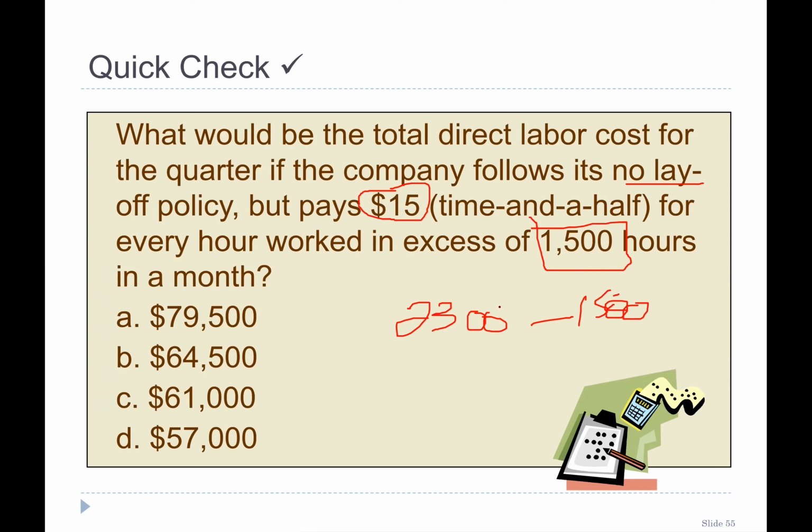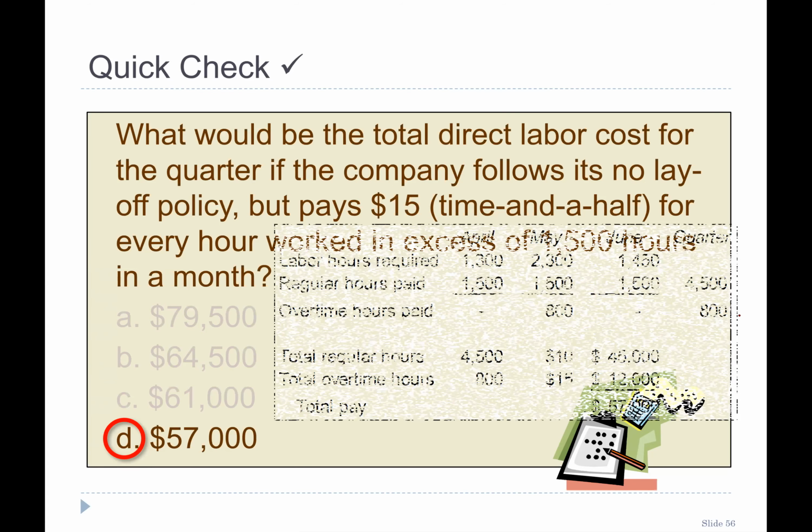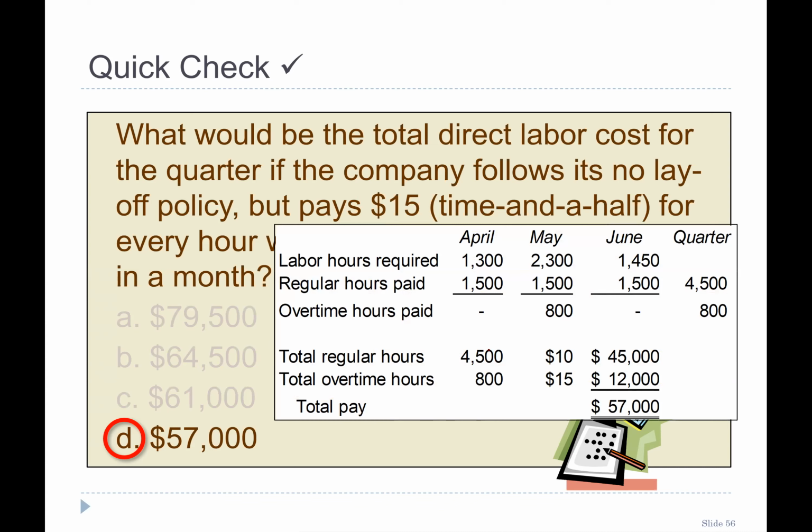This is 800. 800 multiplied by 15 plus 1,500 times 3 months at $10, which is 45,000, plus 12,000. So the answer would be $57,000, right? Here the hours exceeded are only 800, and those 800 would be paid at $15. The total base hours are 4,500, and in the quarter they work an extra 800 hours, which are paid at $15 each. So their total direct labor cost is going to be $57,000. So you can add different flavors to this, policies.